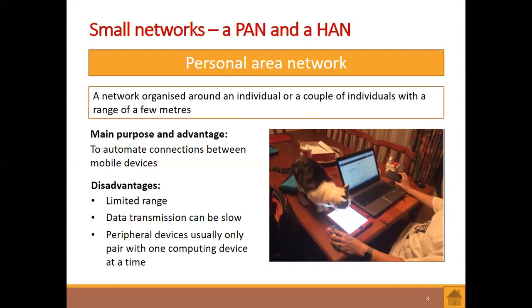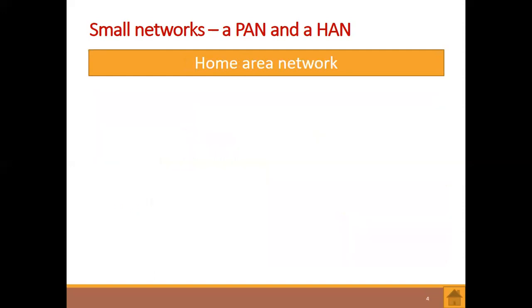Then peripheral devices usually only pair with one computing device at a time. So I cannot pair my earphones and my smartwatch and a radio, for example. I will have to choose which peripheral device. A peripheral device is an external device that I would like to connect to.